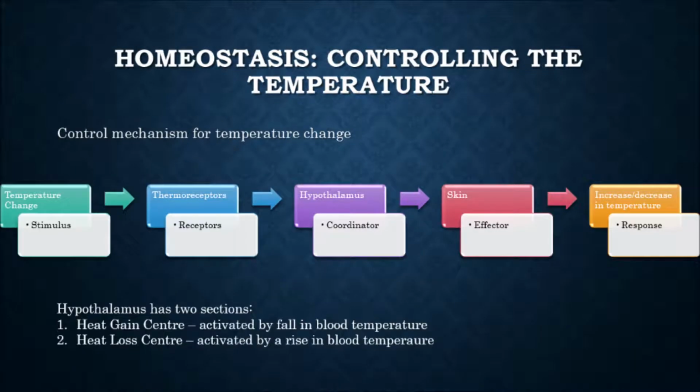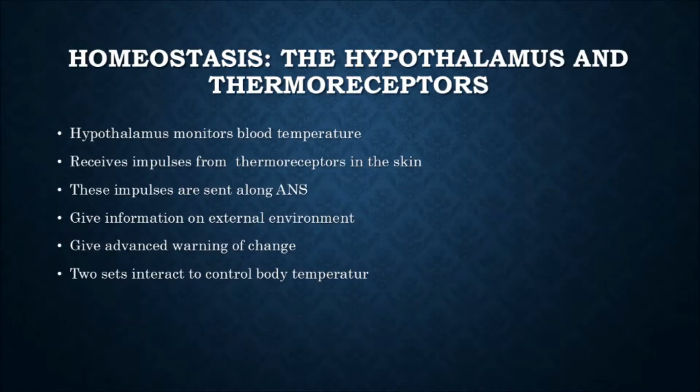Body temperature is controlled by the hypothalamus, which acts as the coordinator. It has two centers, one for heat loss and one for heat gain. It works in tandem with the thermoreceptors found on the skin. The thermoreceptors send impulses along the autonomic nervous system, which gives the hypothalamus information regarding the organism's external environment and allows an organism to prepare for changes, as the thermoreceptors can give advanced warning.